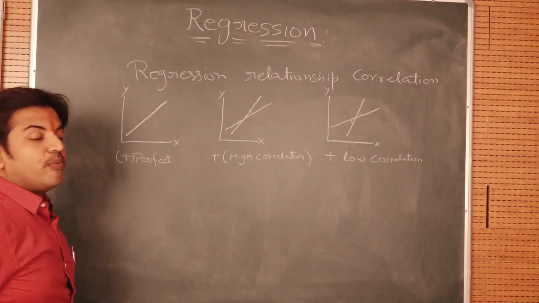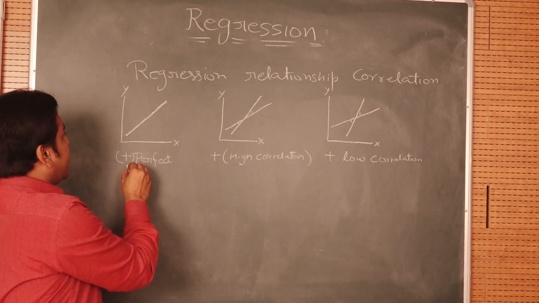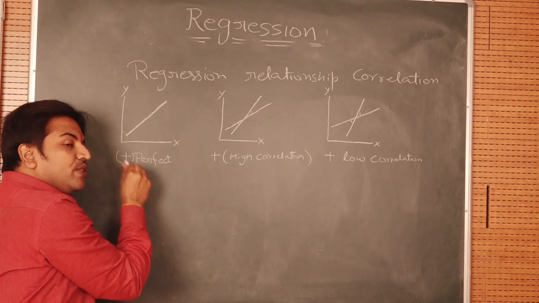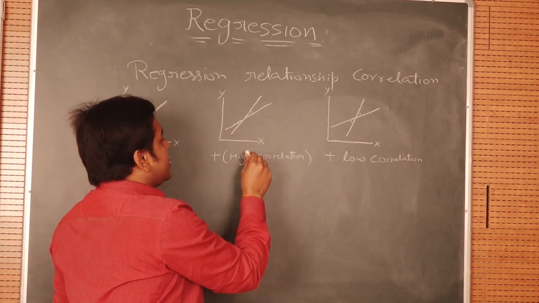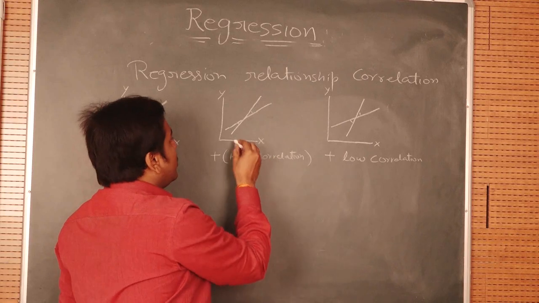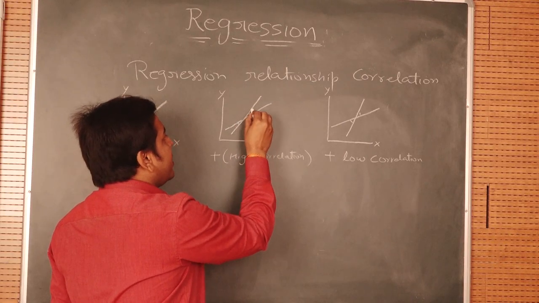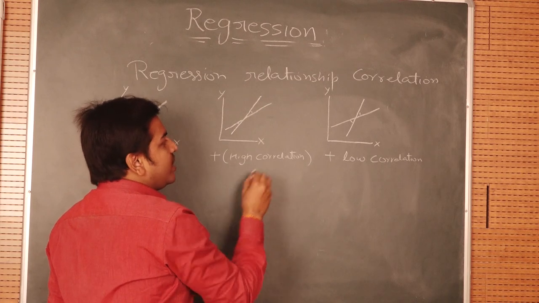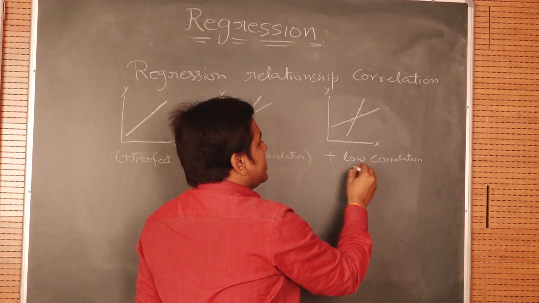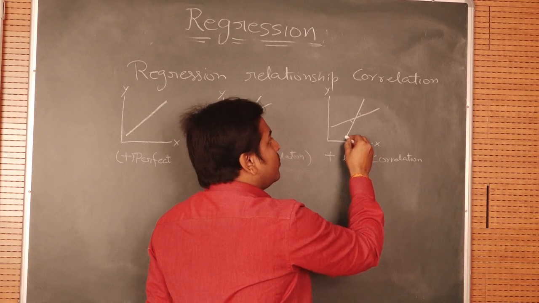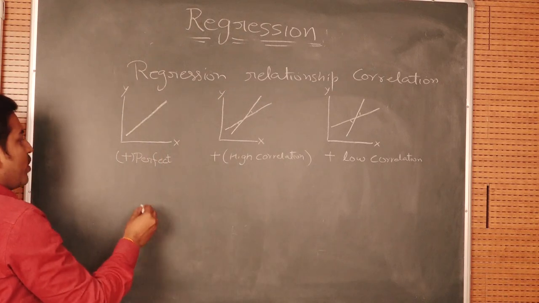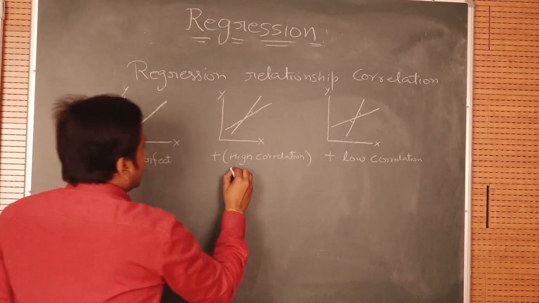So three cases are there for positive correlation. First, if both lines are overlapping one another, it is a perfect positive correlation. Second, if the two lines are going upwards from bottom to top with a very small angle between the X series and Y series, it is a positive high correlation. And if the X and Y series have a great angle between them, it is a positive low correlation, because they are going from down towards upward. This is all the cases of positive.